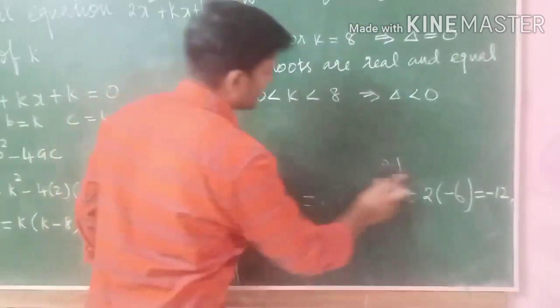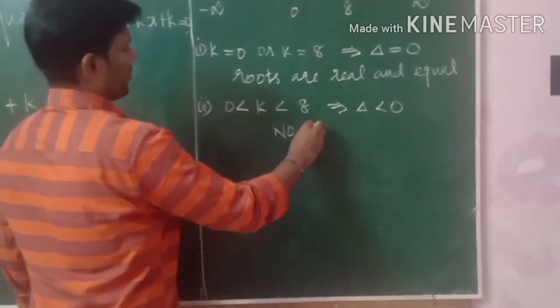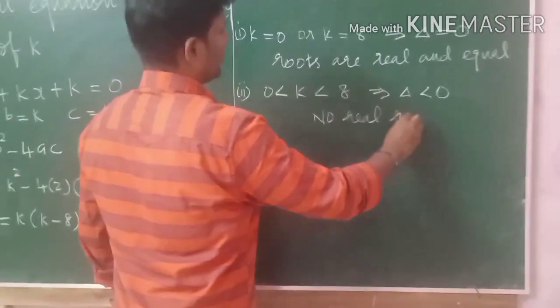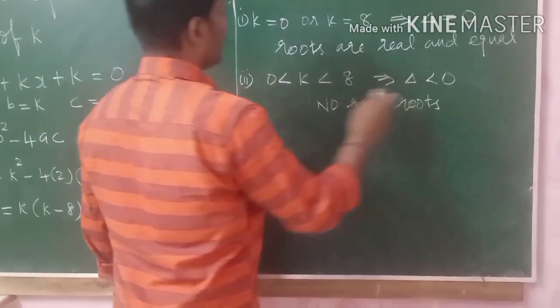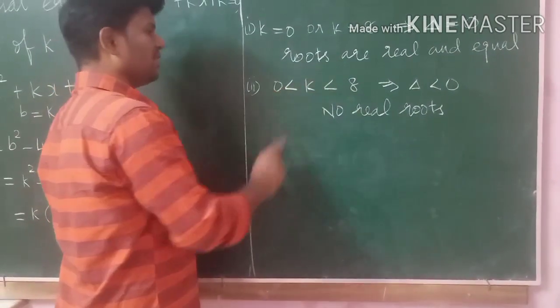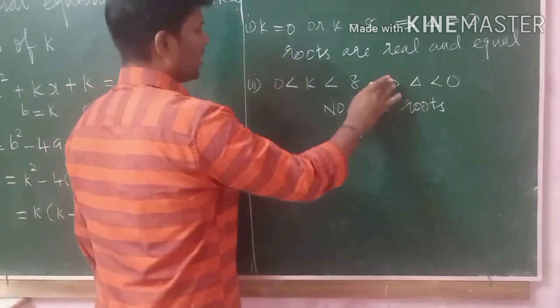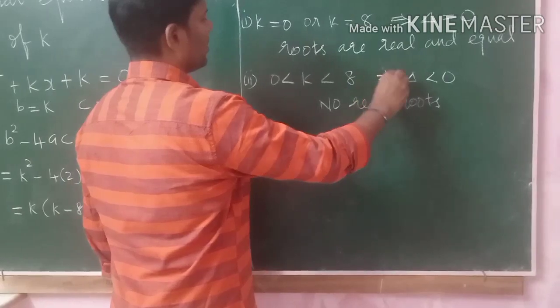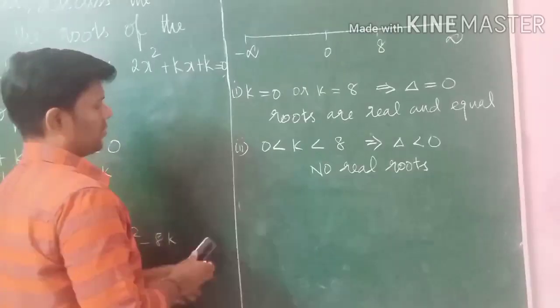Roots are what? Not real. So no real roots. சரிங்களா? அப்ப k ஓட வேல்யூ 0 க்கு 8 க்கு இடையில இருக்கும்போது டெல்டா என்னோட நெகட்டிவ் ஆயிடும். So delta negative என்னது? There is no real roots.